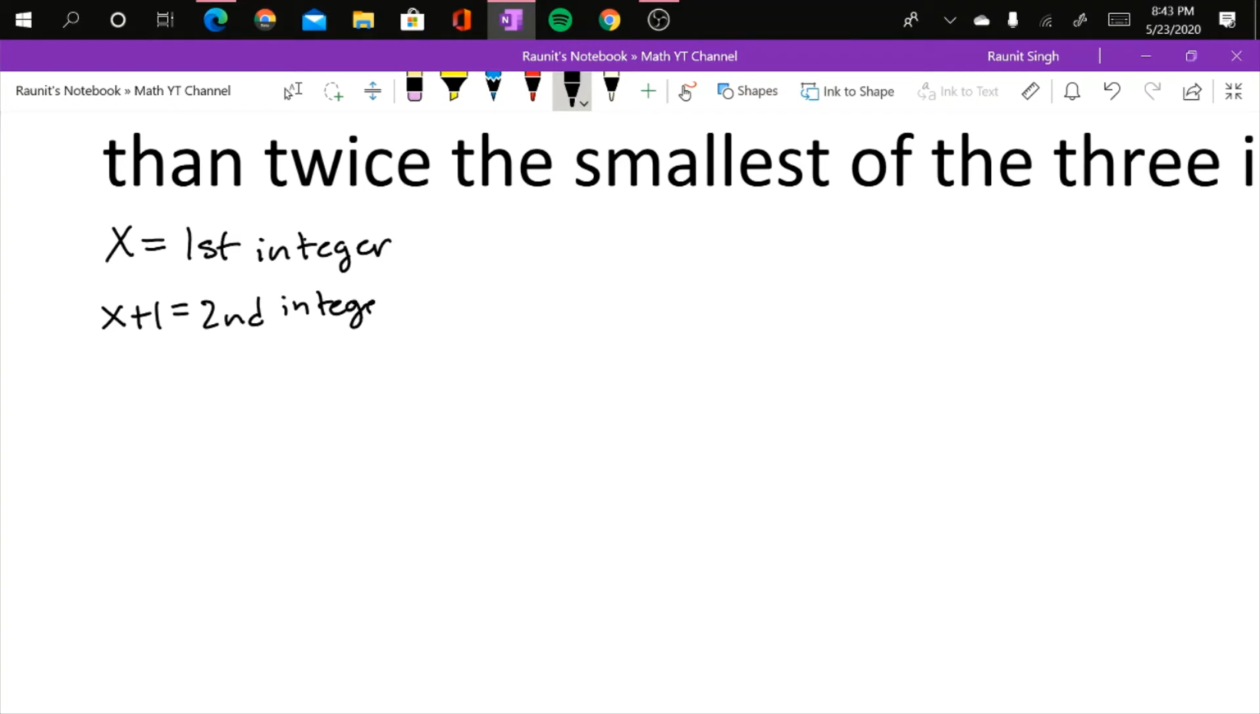And then x plus 2 is going to be our third integer.